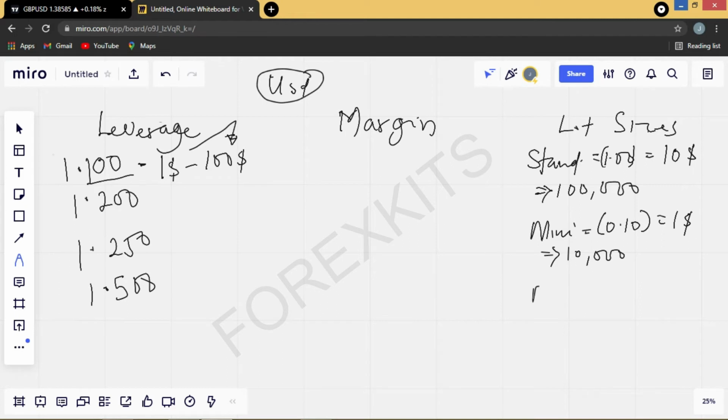So what else? We have the micro lot, and it's 0.01. That's how it's represented on your trading platform. This is equal to $0.10 per pip, which is 10 cents, and this is 1,000 units of a currency.